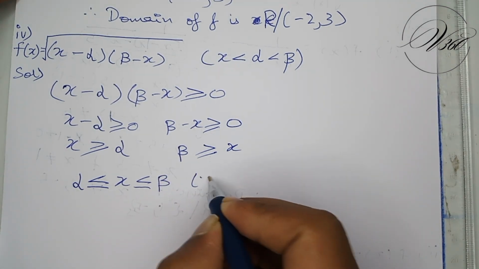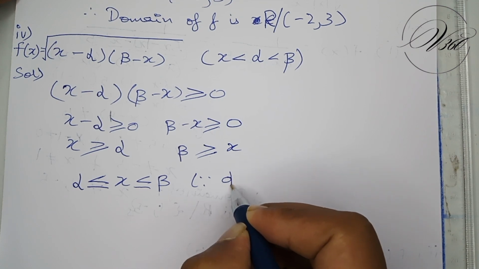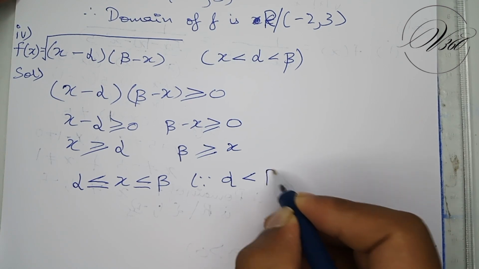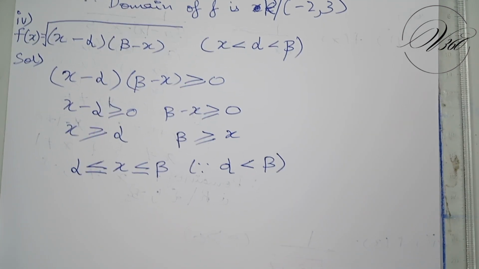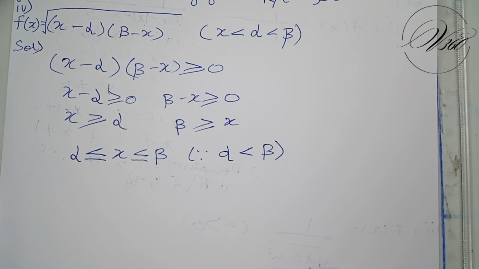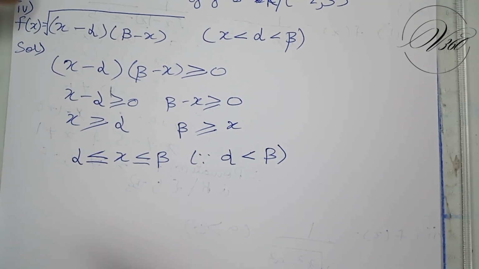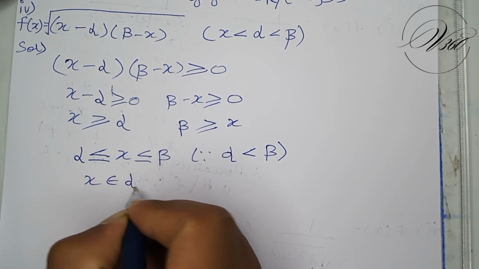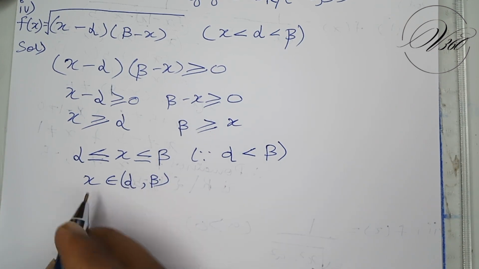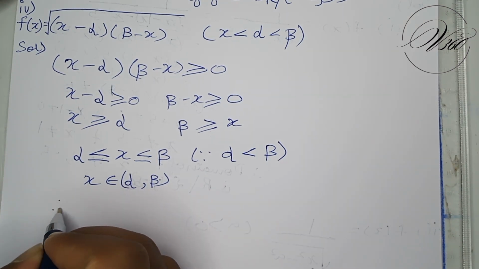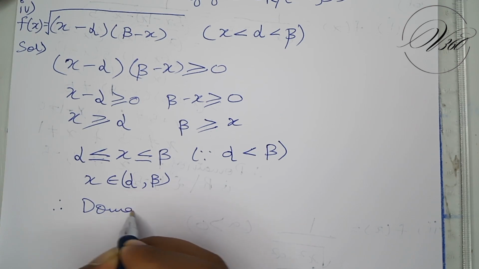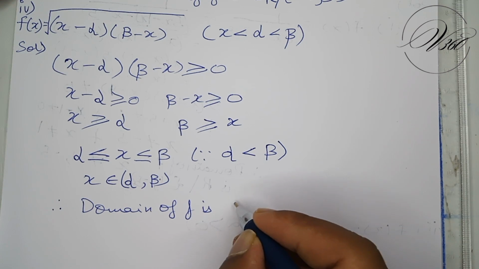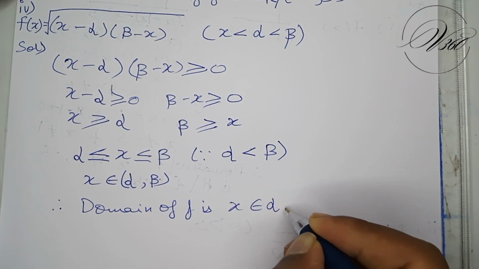Since alpha is less than beta, now this is the answer for the fourth bit. We should write the therefore statement now. Here x belongs to alpha comma beta, and therefore the domain of f is x belongs to alpha comma beta.